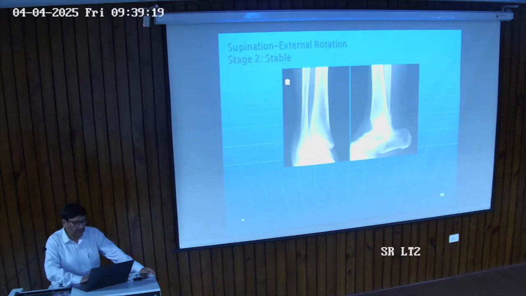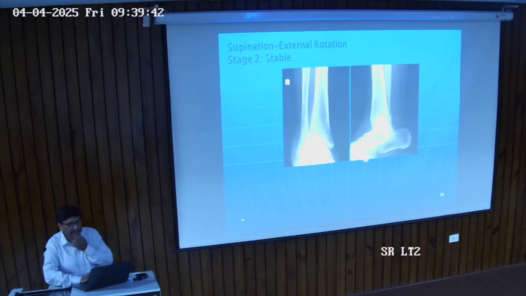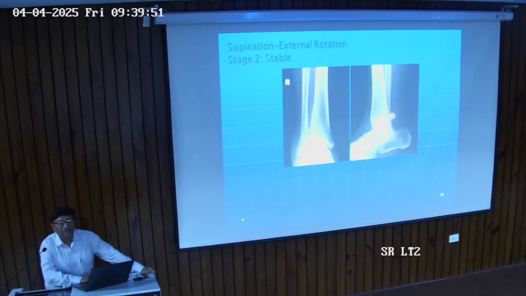Supination external rotation. So this is the X-ray of the same, AP and lateral. In AP also there is a fracture which we are not able to appreciate so clearly, but in the lateral view we do see that there is a fracture of the distal fibula extending from posterior superior to anterior inferior side. So by looking at the pattern of the fracture, we understand that this is a supination external rotation injury type 2.